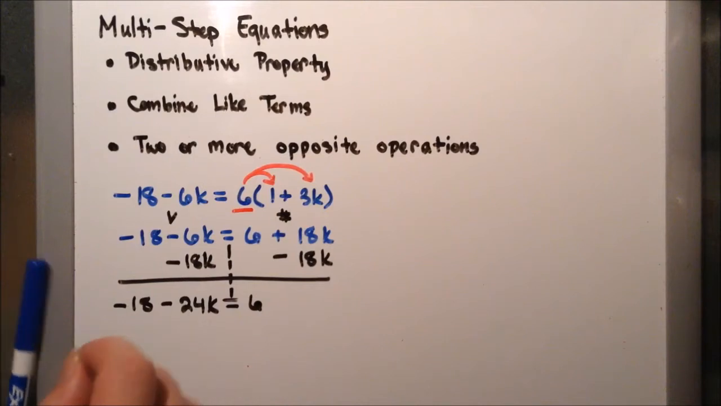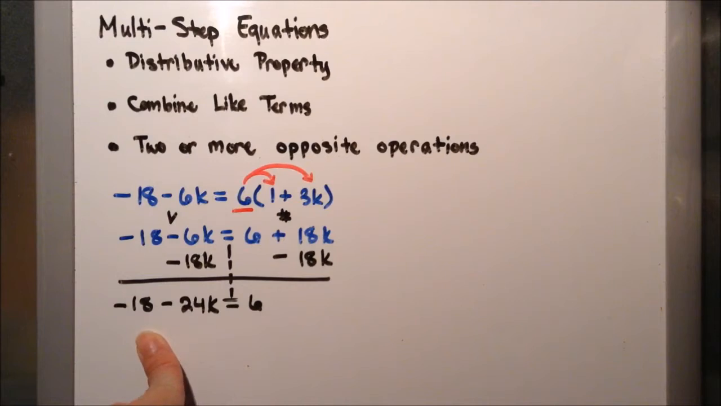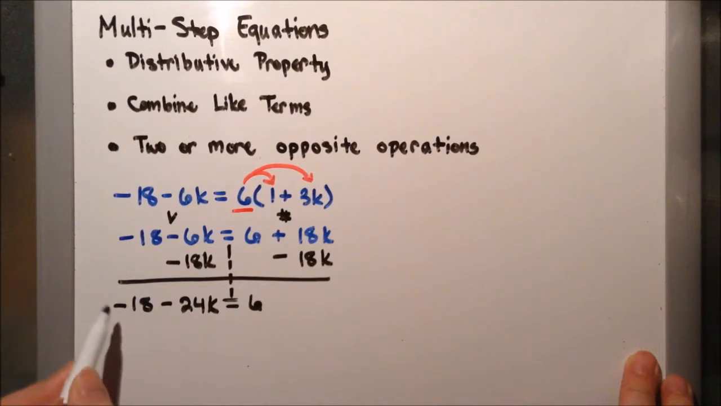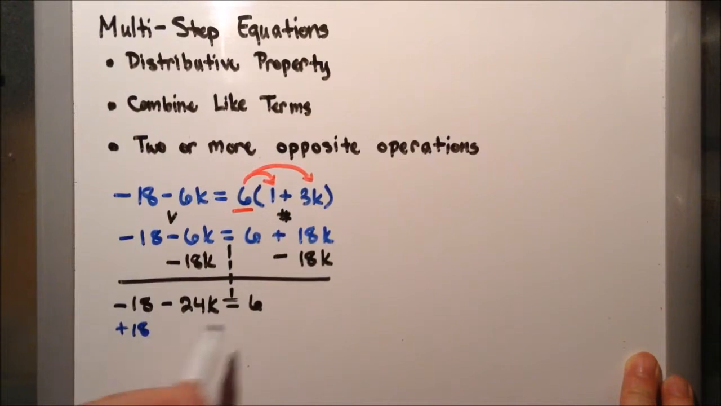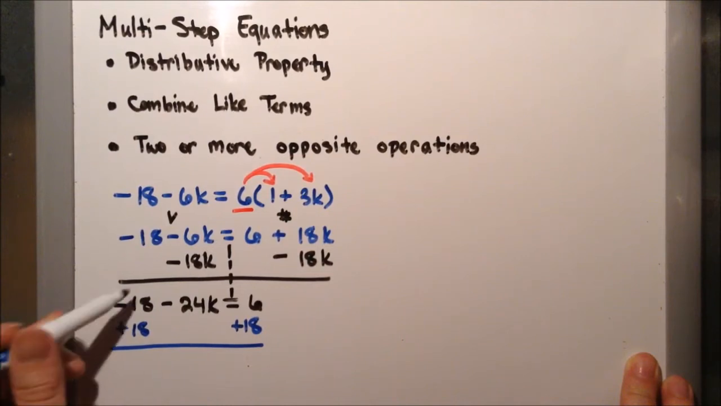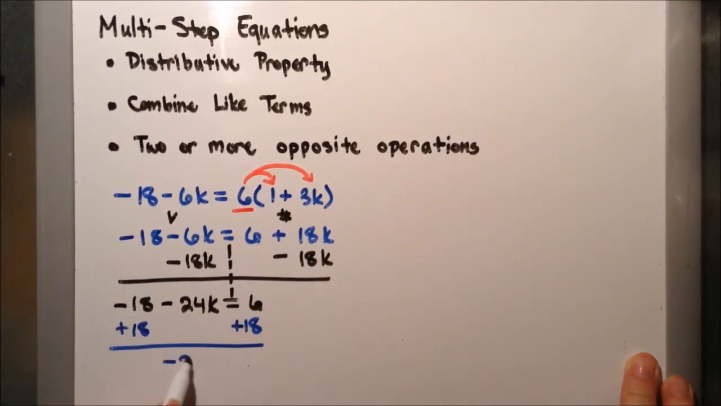What I need to do is have my numbers on the right side. Now, negative 18 is the only number on the left side that needs to go to the right. So, what I'm going to do is cancel out the negative 18, which is plus 18. Since I did it on the left, I'm going to do it on the right. So plus 18. Negative 18 plus 18 cancel out. So I'm going to be left with negative 24k on the left, equal, on the right side, it's going to be 6 plus 18, which is 24. So I got negative 24k equals 24.